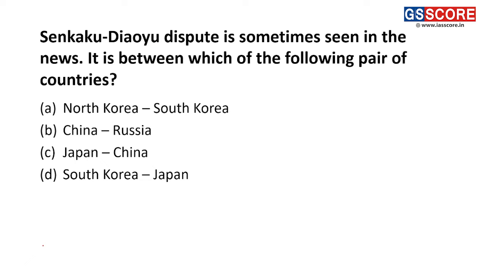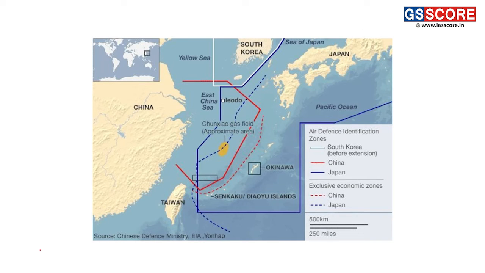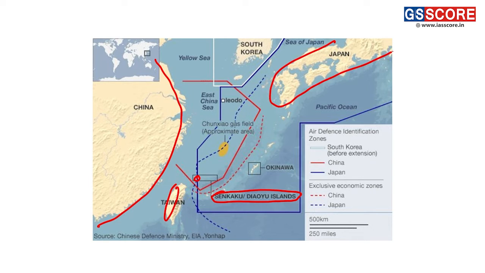Now, question number 3. The Senkaku Dispute is sometimes seen in the news. It is between which of the following pairs of countries? Pair A is North Korea, South Korea. B is China, Russia. C, Japan, China. And D, South Korea and Japan. So here we can analyze this question through a map diagram. Here we can see the presence of Senkaku Dispute Islands.